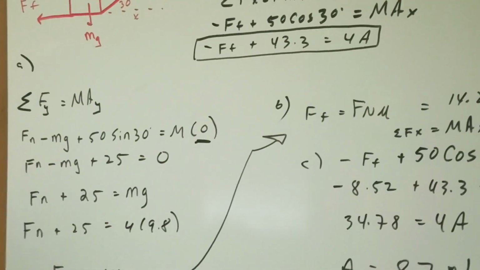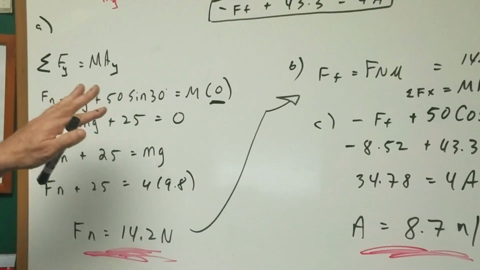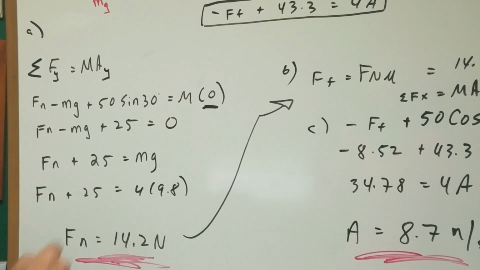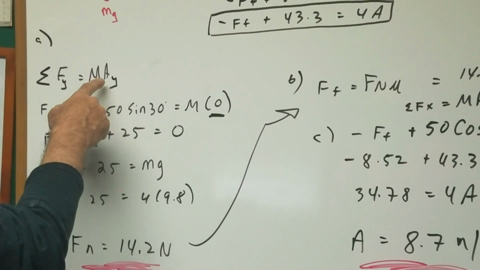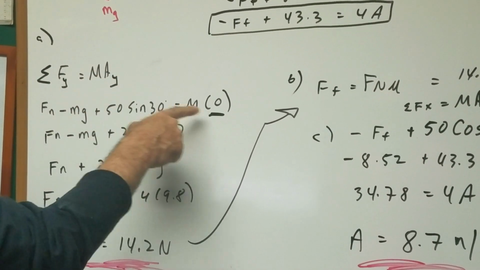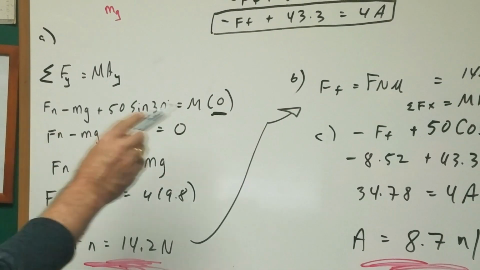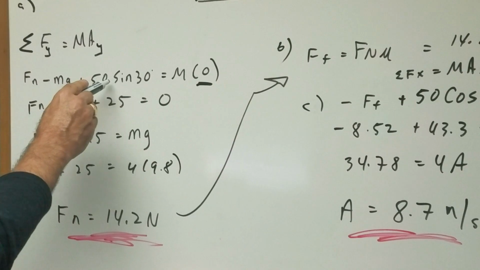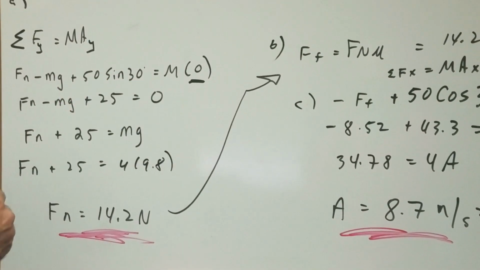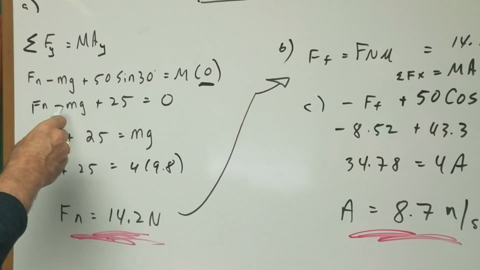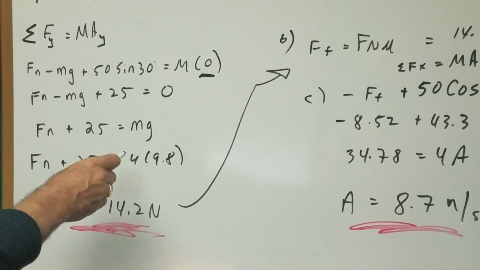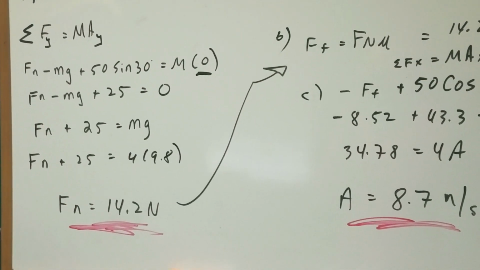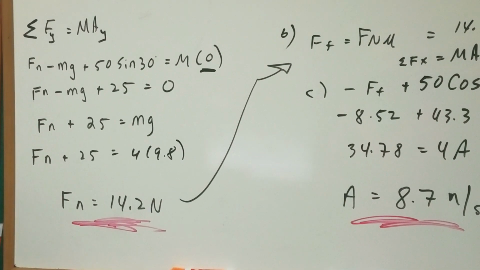Here's where most kids really get wrecked on an exam. The acceleration is going this way. It's going horizontal. There is no vertical acceleration in the y direction. So therefore, you put in a 0. That's the trick. So we're going to get the normal force minus mg and 50 sine theta. The sine of 30 degrees is a half. You get 25. You bring the mg to the other side, plug in mg, and the rest is pretty straightforward. You get the normal force is 14.2 newtons.